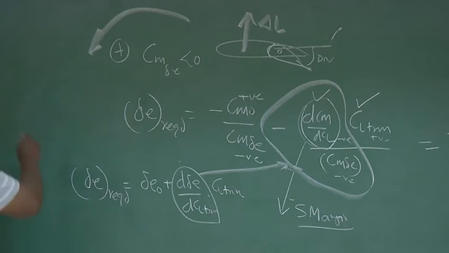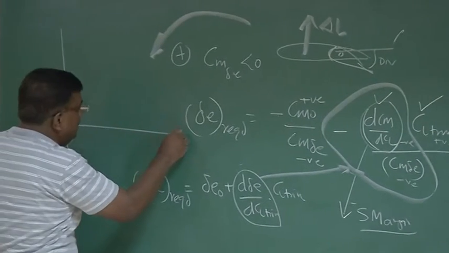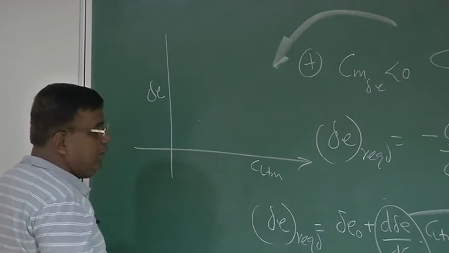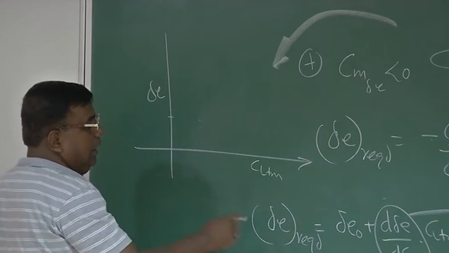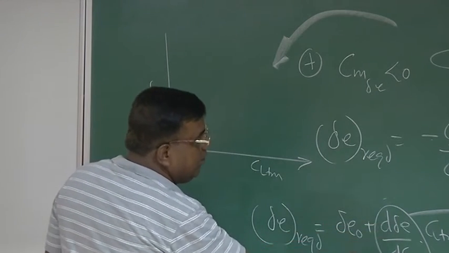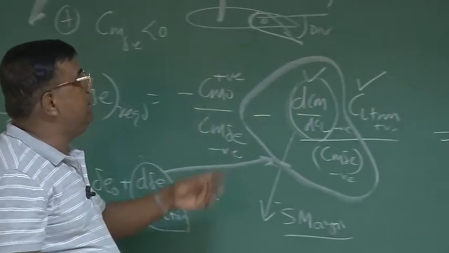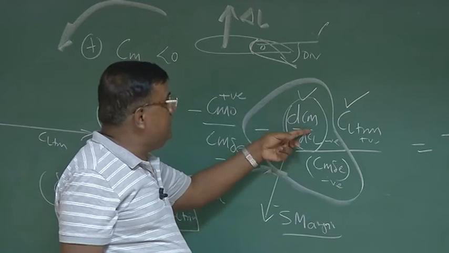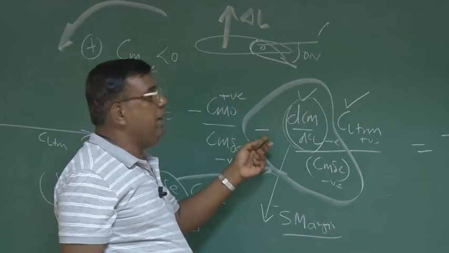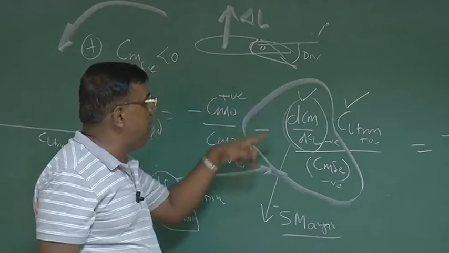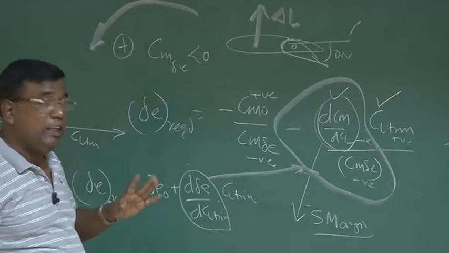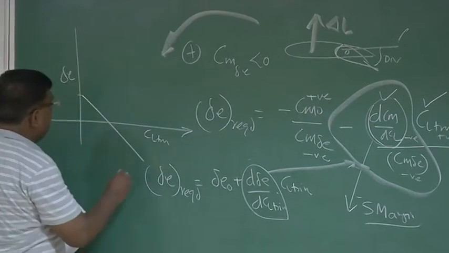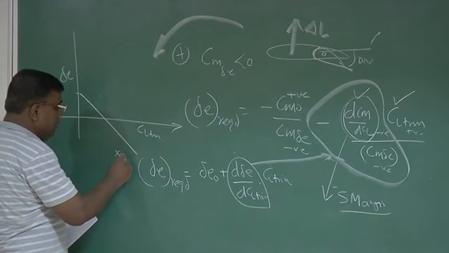So now if I plot delta E versus Cl trim, what type of graph will I get? I will get some delta E naught, and the slope will be negative. D delta E by dCl trim, you could see, is nothing but minus dCm by dCl by Cm delta E. Cm delta is negative, this is negative, negative by positive, this minus sign is there. So this whole term, which is d delta E by dCl trim, is negative. So I will get some line like this. Okay? And that will correspond to a particular CG location.